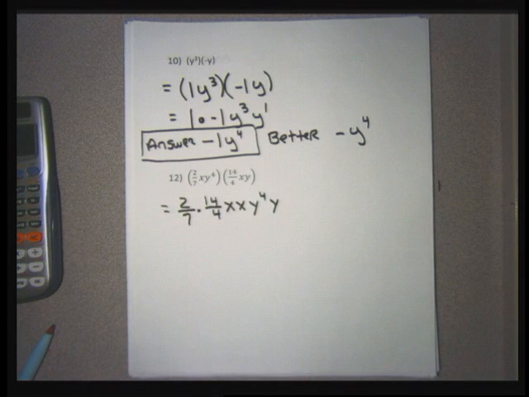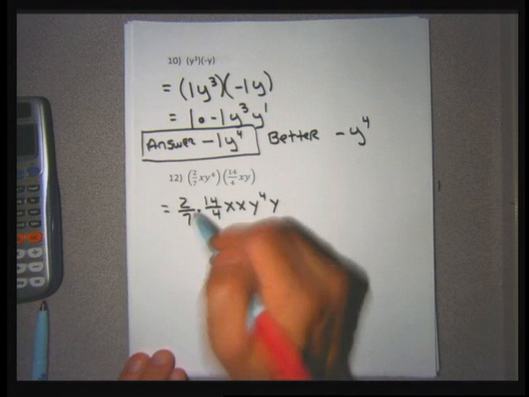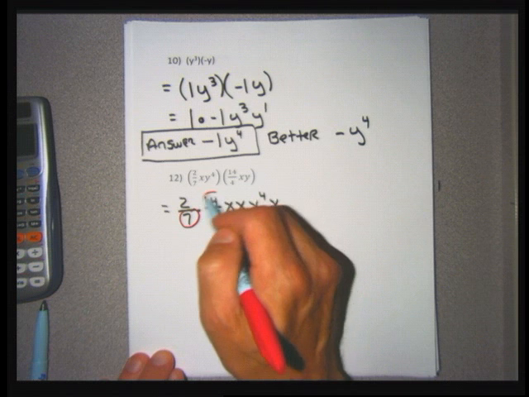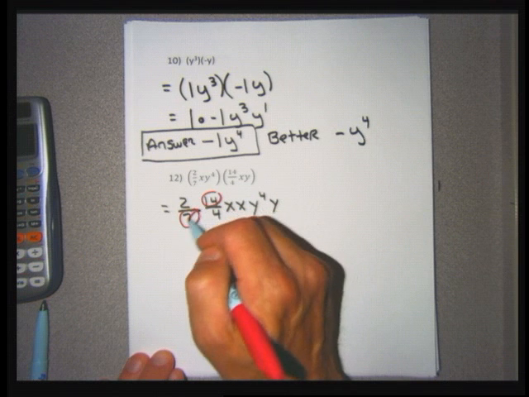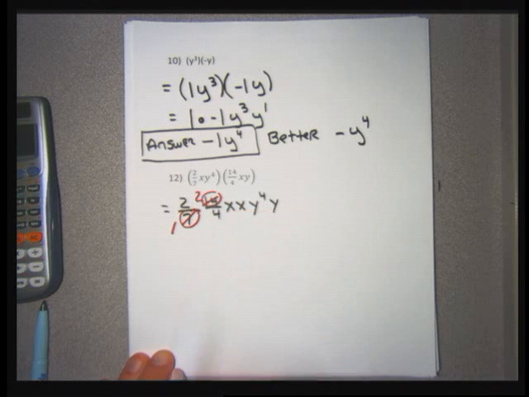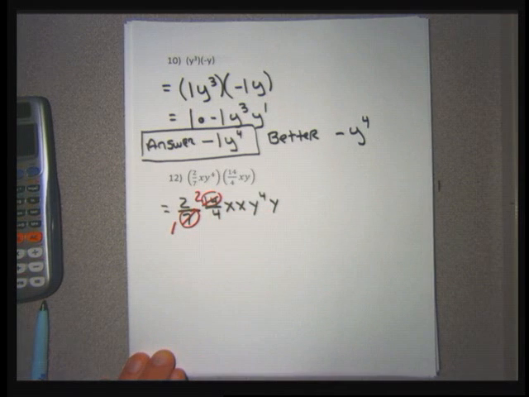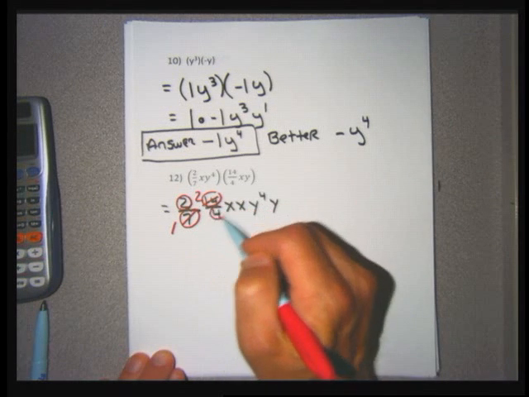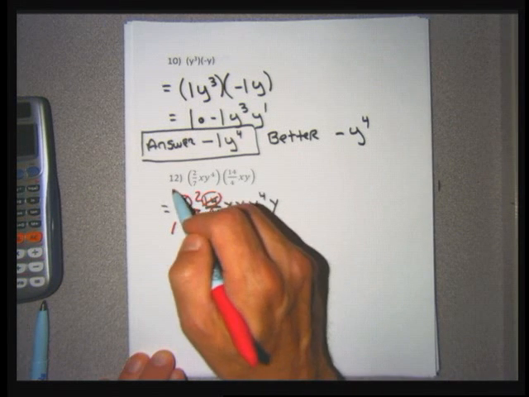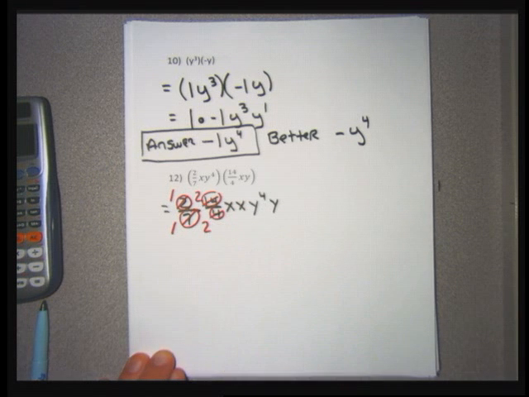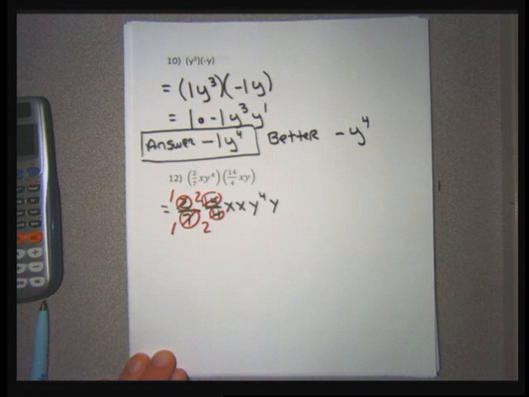I'm going to do my fraction by hand, but you certainly can use your calculator. By hand on my fraction multiplication, I'm going to cancel the 7 with the 14. 7 divided by 7 is 1. 14 divided by 7 is 2. And then I'm going to cross cancel the 2 with the 4. 2 divided by 2 is 1. 4 divided by 2 is 2.